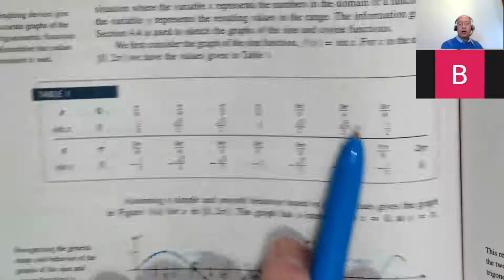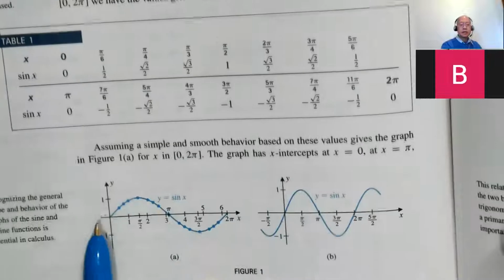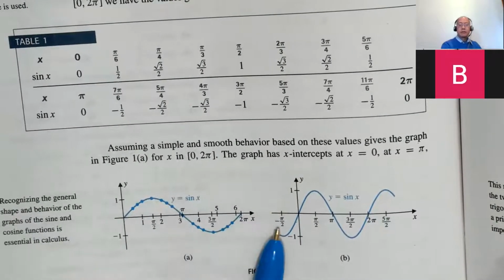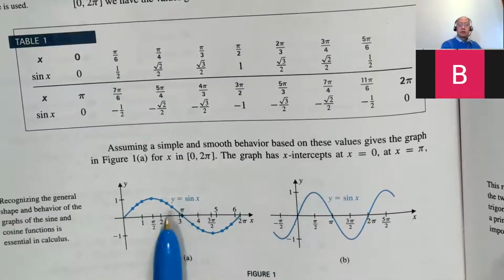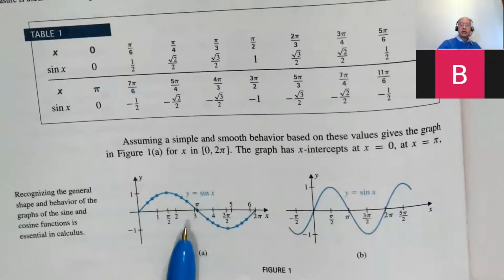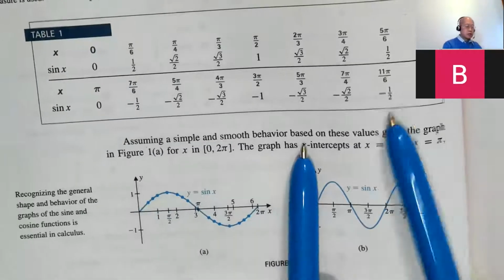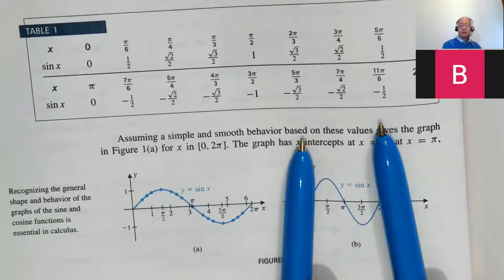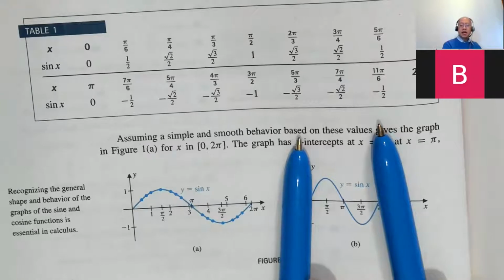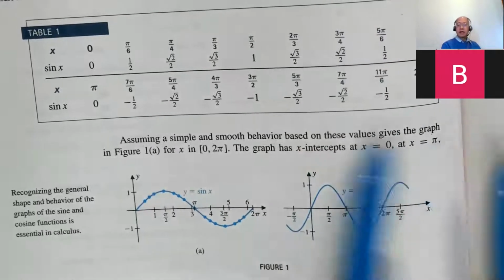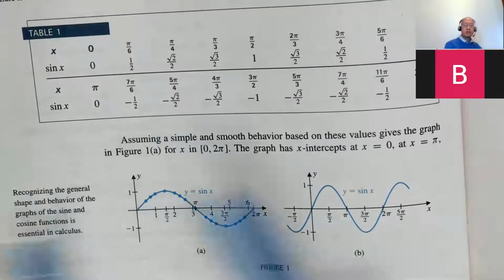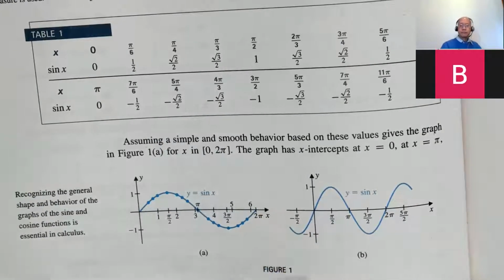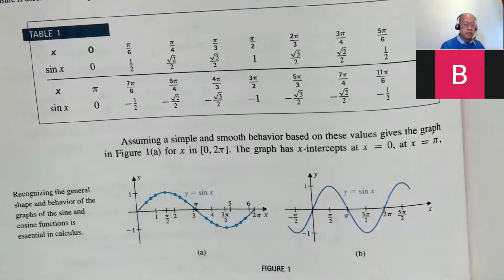If you were to plot all of these points, it ends up looking something like this. So here's the sine function. One period of the sine function from 0 to 2 pi, just right here. After that, it's just copy and paste, paste, paste, paste, paste, and so on. So there's the sine function.